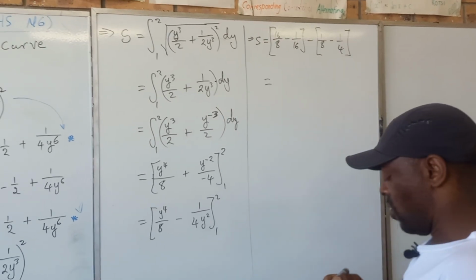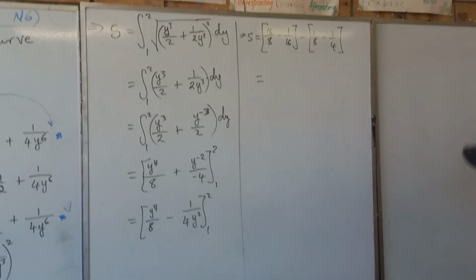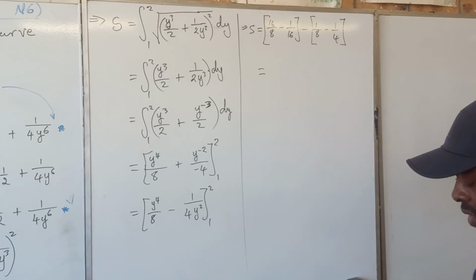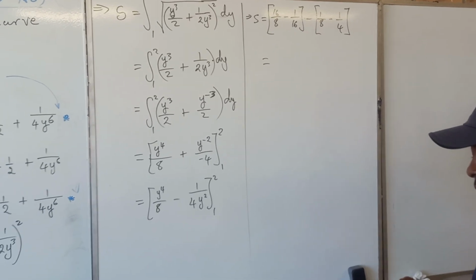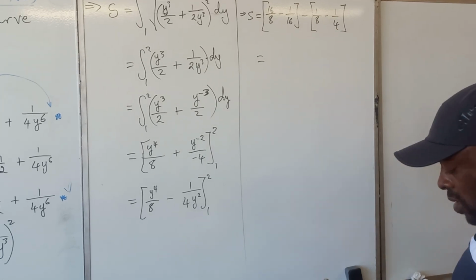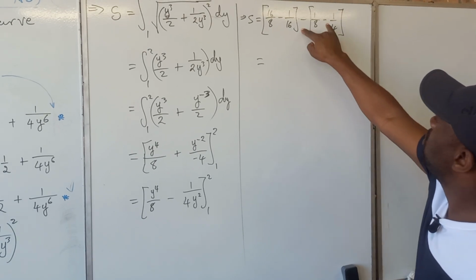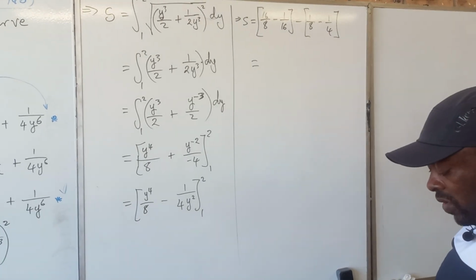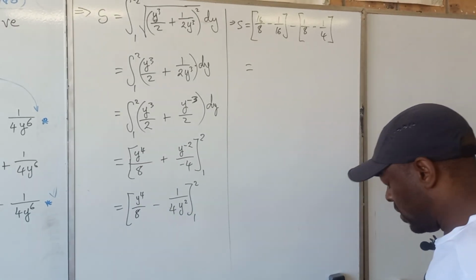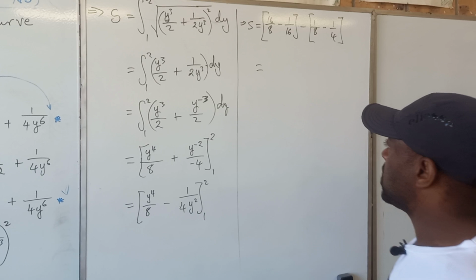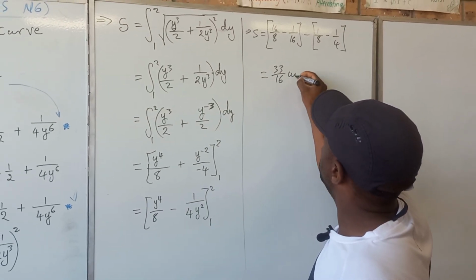Then I can go on and check what my calculator says about the answer. So 16 over 8 minus 1 on 16. Then if I open the bracket, it's minus 1 on 8. Then 2 negatives become a positive, plus 1 on 4. So I get my answer as 33 over 16. So it's 33 over 16 units.